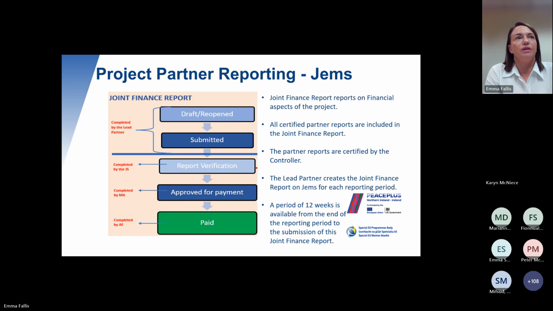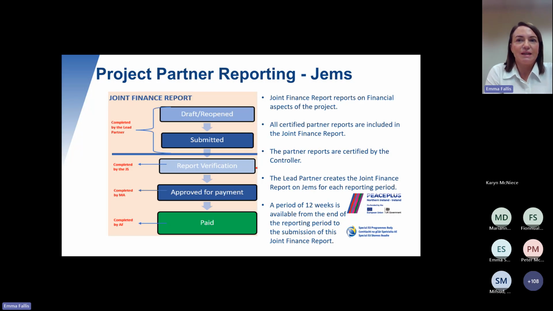So the lead partner will draft it and start building on the partner reports and all the information needed to go in there, and then they will submit it. When they submit it, the JS will do their checks at that point. So they will check the information within it. And when they're content with it, they'll pass it to our MA, who will also do a range of checks. And when they're content, they will pass it to the accounting function for payment.